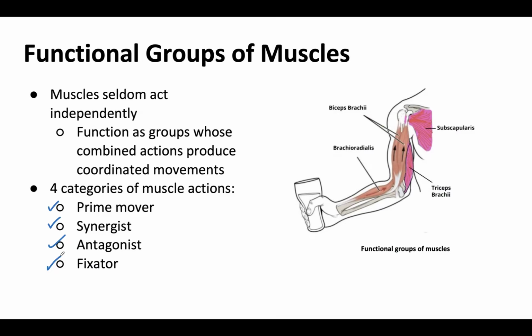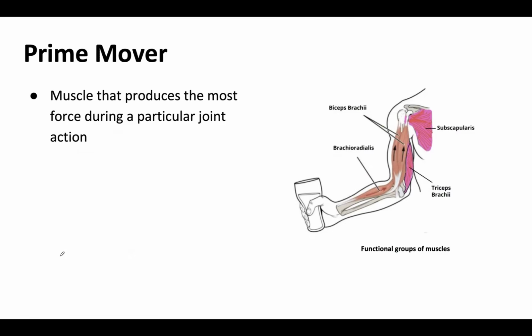And one muscle isn't always the prime mover or always the synergist. It can switch around depending on the joint actions. So the action of the muscle very much depends on what the other muscles are doing. The prime mover is the simplest to conceptualize.